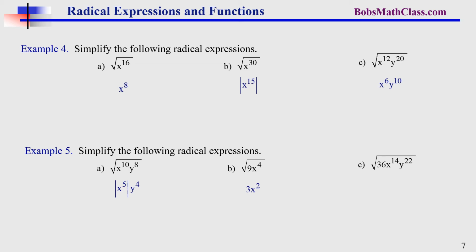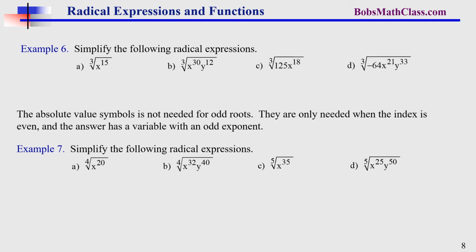Okay, square root of 36 is 6. 2 goes into 14 7 times, and 2 goes into 22 11 times. So this one needs absolute values around the x to the 7th and the y to the 11th. So therefore the whole thing is inside an absolute value. The 6 is not. If you included the 6 inside, again, it wouldn't be harmful. It's just probably not traditional to put the 6 inside the absolute value along with it.